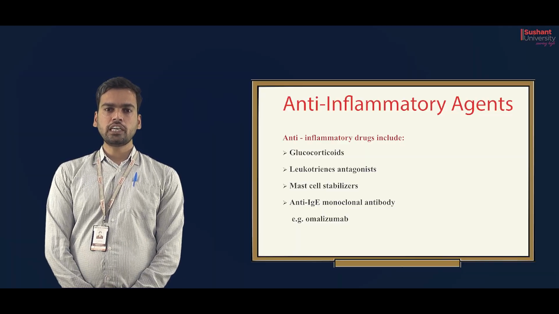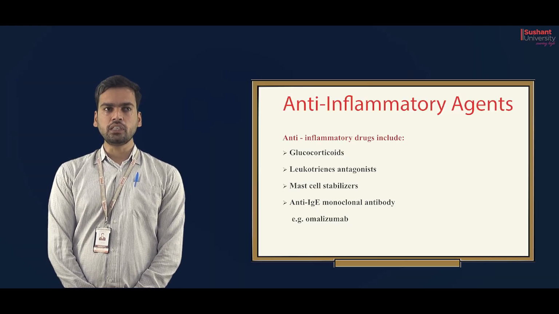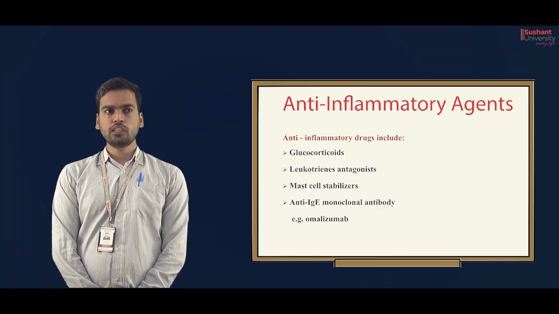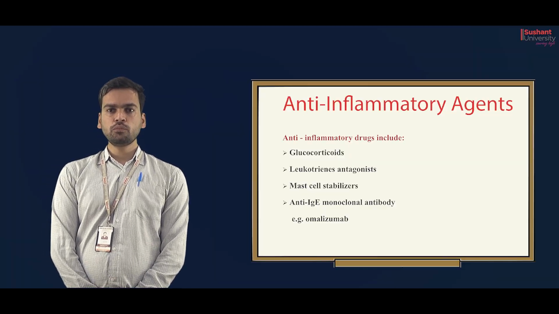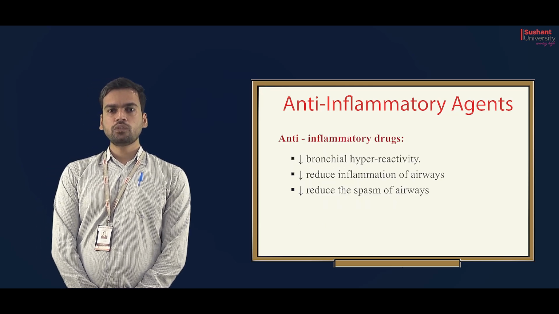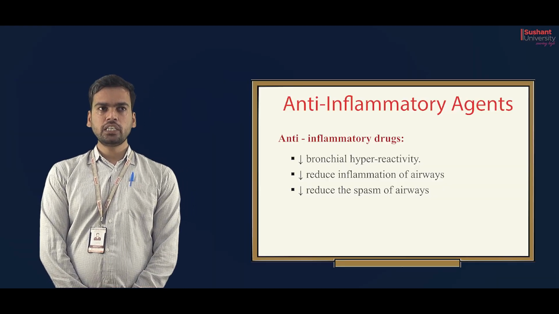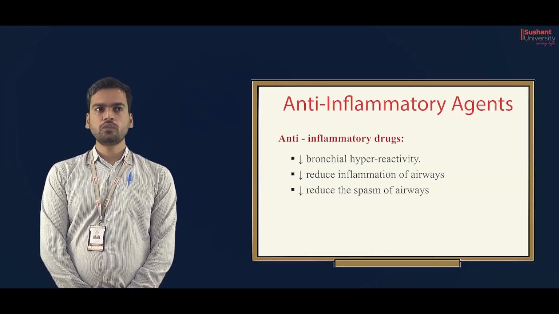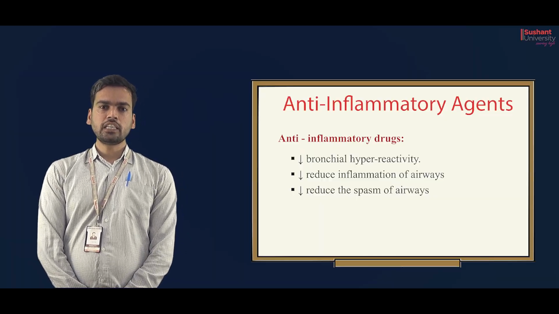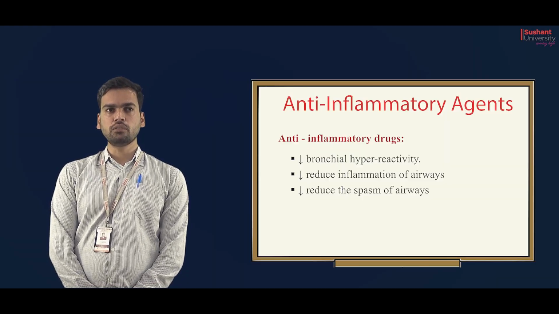So here are the drugs used in the treatment of those symptoms, known as anti-inflammatory agents. They basically include glucocorticoids, leukotriene antagonists, mast cell stabilizers, and anti-IgE monoclonal antibody also. The basic mechanism of action of these anti-inflammatory agents is that they decrease bronchial hyperactivity. They reduce the inflammation of the airways. They reduce the spasm of the airways also. So these are the three main mechanisms by which anti-inflammatory agents produce their effects in our body.